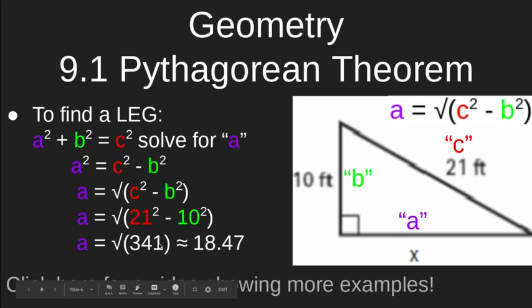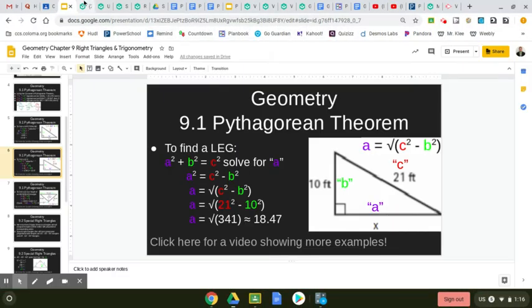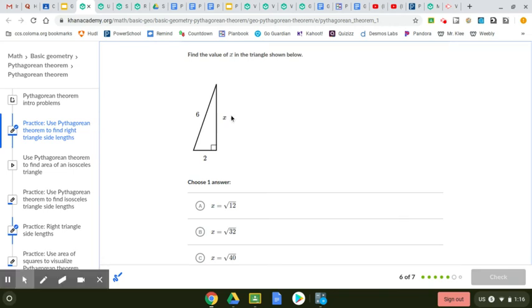So the square root of 341 is what x should be, which is, again, a on this diagram the way I have it labeled, which is about 18.47 feet. And that makes a decent amount of sense because it is something smaller than 21. I could quickly go back and do 10 squared plus 18.47 squared all inside a square root and confirm that that's actually the c.